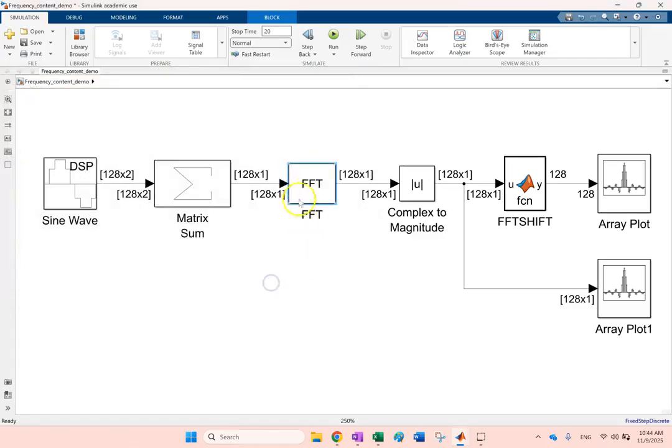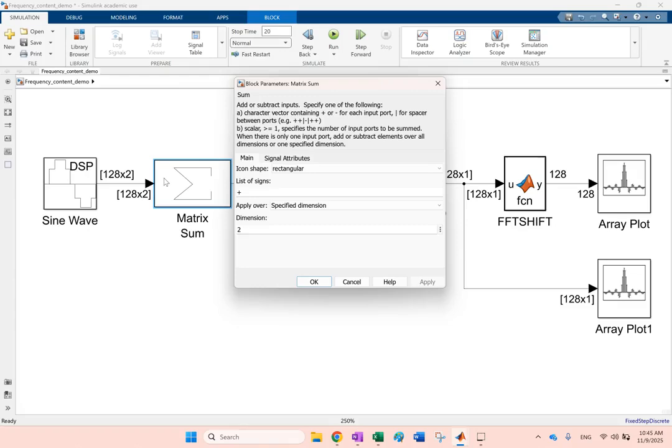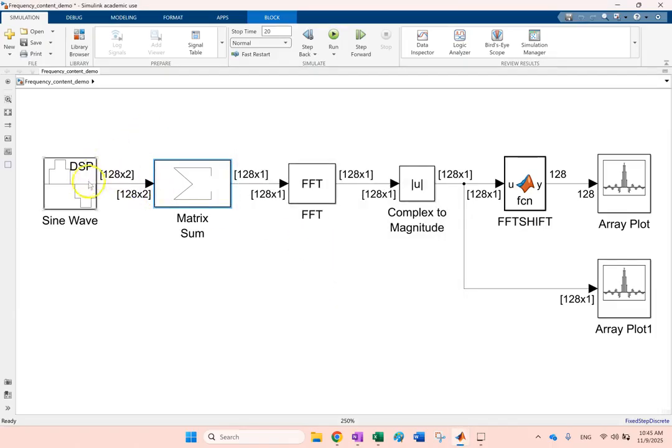And since it's a single or scalar signal that needs to go in, and the signal coming out of this DSP has 2 dimensions, right? It has 2 frequencies in it. So here I use this block called the matrix sum, and this one will add, you give it the dimension of the components in the signal, and it is going to add them together and make them a single signal. So this one has 2 separate signals. This one is the sum of the 2. So now it's 128 by 1.